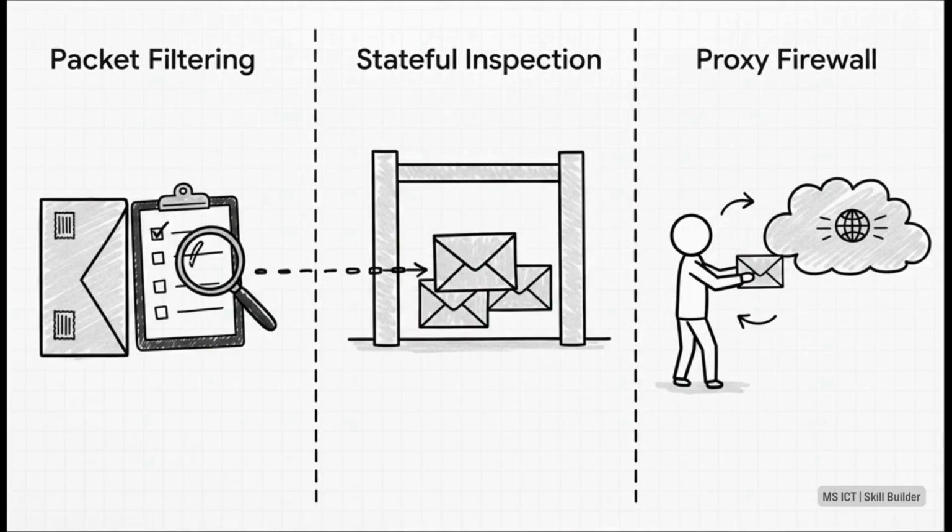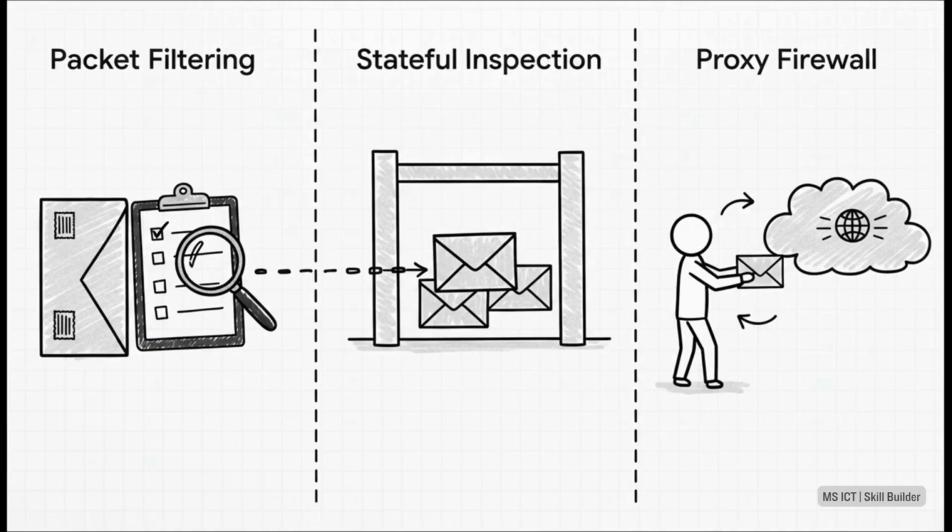Next, we step up to the stateful inspection firewall, which is sometimes called dynamic packet filtering. Now, this one is much smarter. It doesn't just look at isolated packets. It actually remembers and checks if that data is part of a safe, already established network connection.